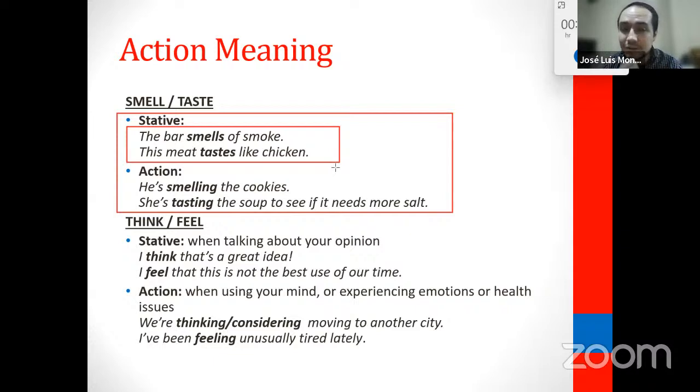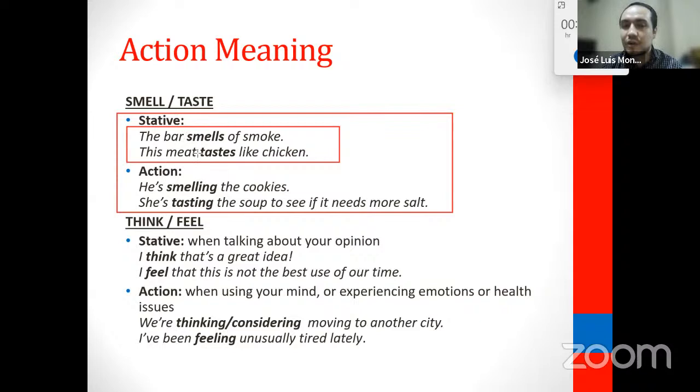All right. So again, it's really interesting. If you analyze that one, you understand very well when to use simple tenses and when to use continuous tenses. Remember, if you say the bar is smelling, it's incorrect. Grammatically speaking, this meat is tasting is incorrect. You don't use it with action or ideas.